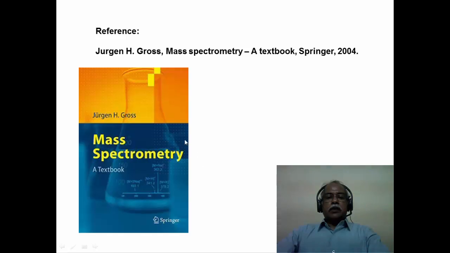Now, this book is a good source of information generally for mass spectrometry, particularly for electrospray ionization mass spectrometry as well as MALDI mass spectrometry. It is a mass spectrometry textbook by Jurgen Gross, published in 2004.